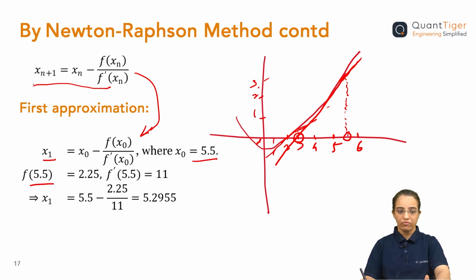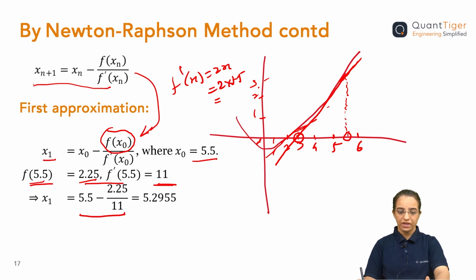I have calculated f of 5.5 because that is what we need here: f of x0, where x0 is 5.5. After putting 5.5 in the given function, I found it to be 2.25. Similarly, f dash of x we found earlier was 2x, so 2 into 5.5 gives 11. So f dash of x0 is 11. Now I will put these values in the formula, the ones I received for f dash of x0 and f of x0. After calculation I get 5.2955.